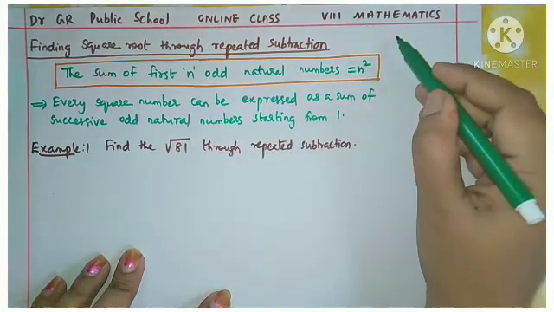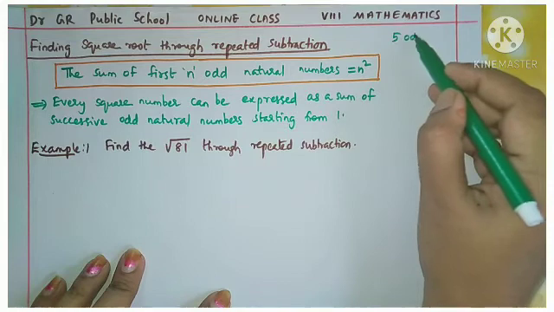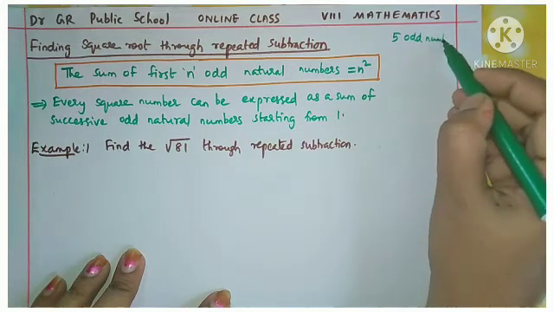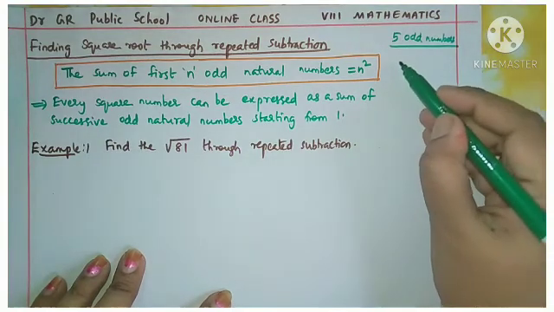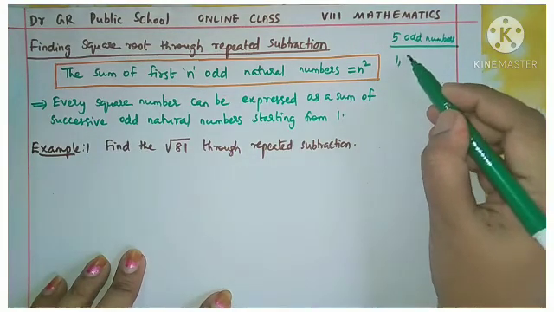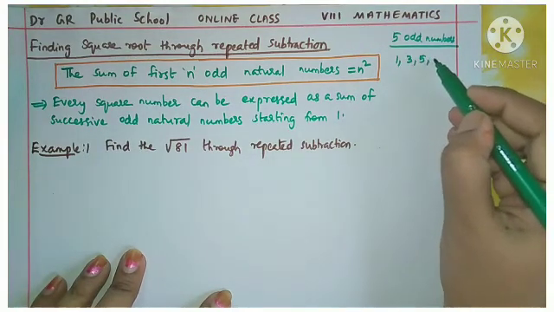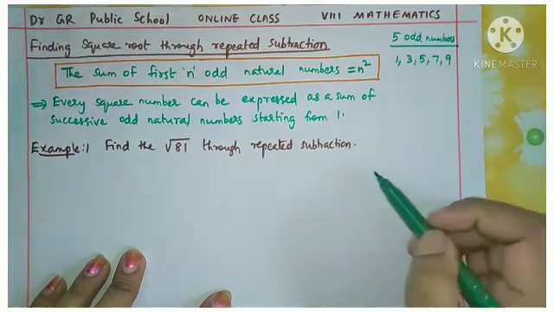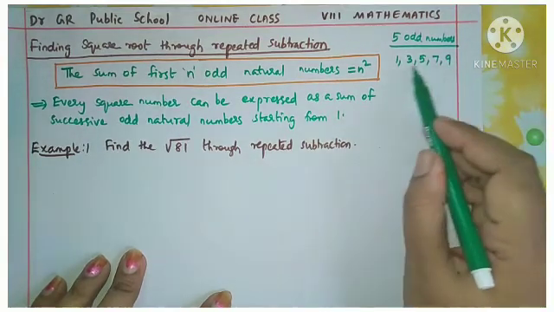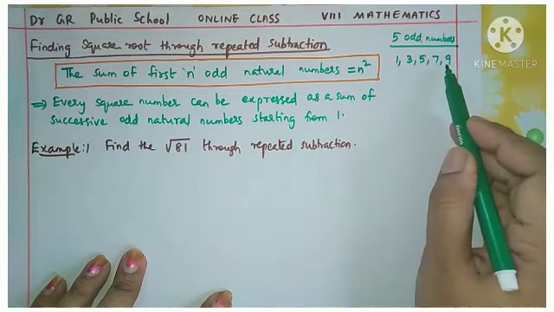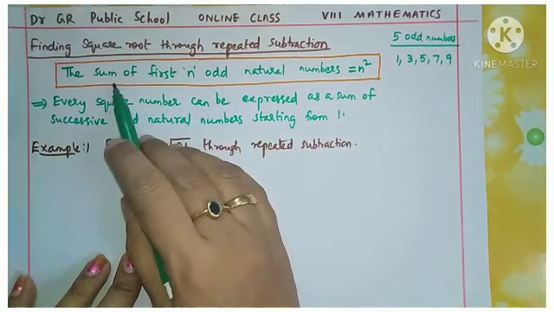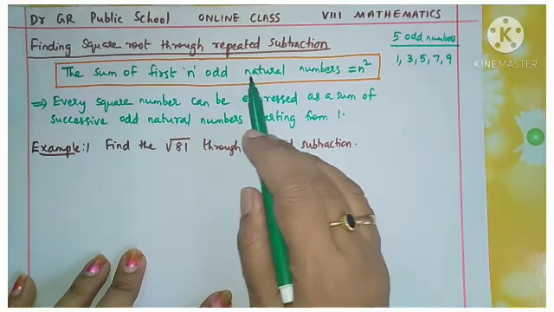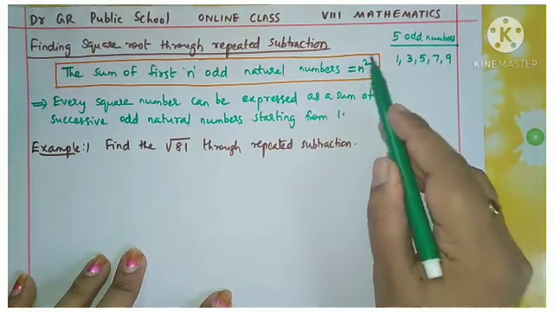So if I am considering 5 odd numbers, the first 5 odd numbers, what are they? 1, 3, 5, 7, 9. So how many odd numbers are there? 5 odd numbers. Now what is this result telling? The sum of n odd natural numbers is n square.